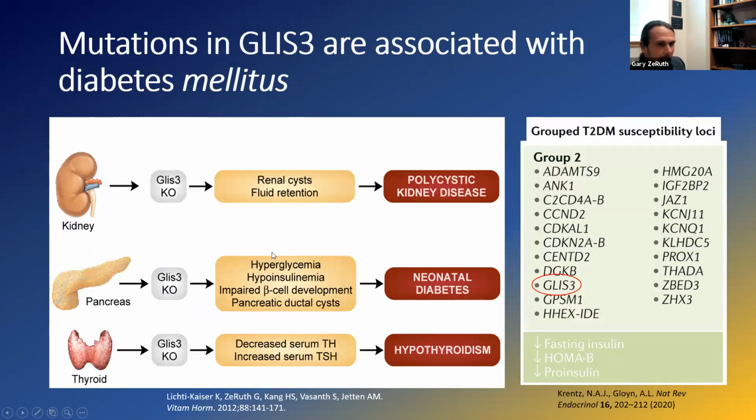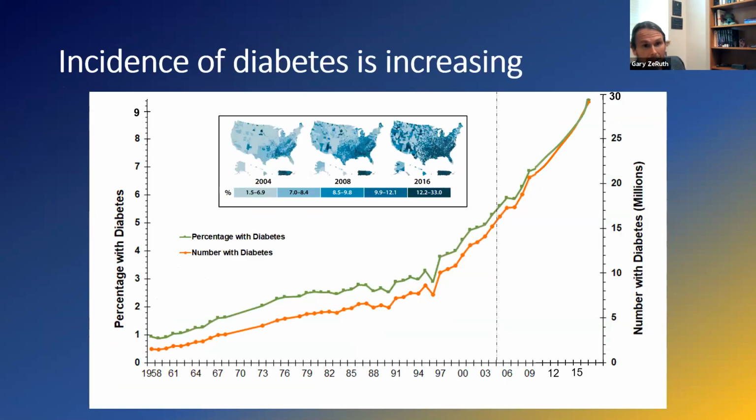We found through making knockout mice that loss of the transcription factor Glis3 led to a multi-system phenotype that included polycystic kidney disease, neonatal diabetes, hypothyroidism, and a whole host of other things. Since that time, there have been upwards of 20 genome-wide association studies that have implicated Glis3 mutations as a risk locus for the development of type 2 diabetes. Given the prevalence of diabetes, my lab has been focusing on the role of Glis3 in the development of the pancreas, as well as how dysfunction in Glis3 can lead to diabetes.